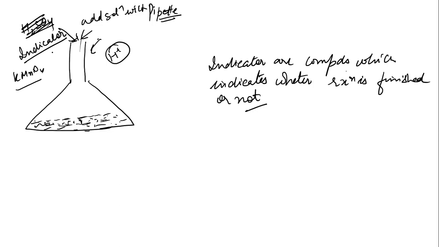So it would come back to the original as you add any indicator into it. You have a solution in the flask. Now add indicator, okay, fine. Then you need to add solution from the pipette.